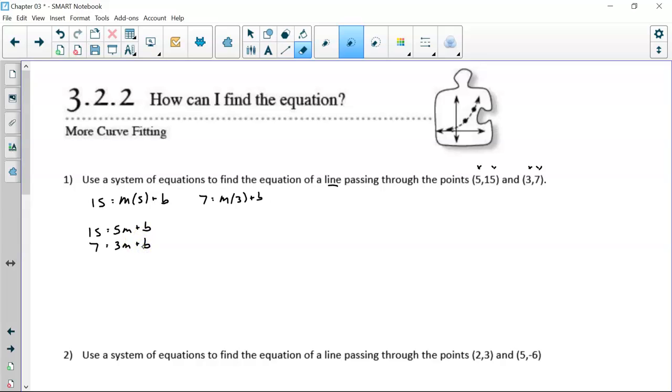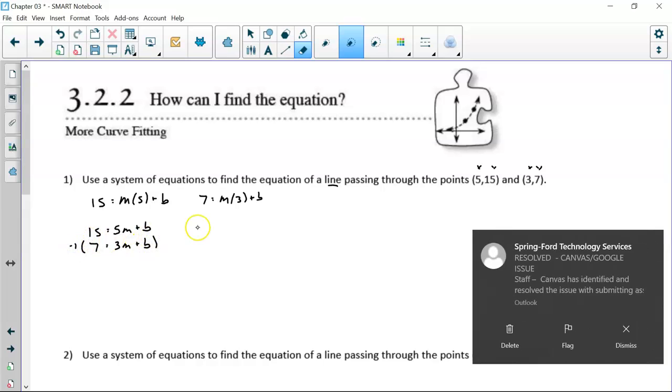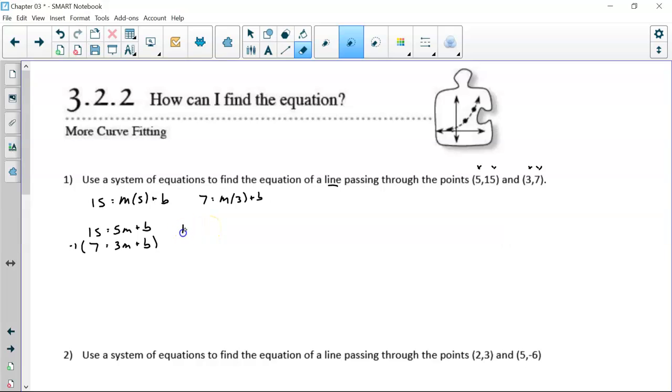Now, I'm going to use elimination. So I want to get opposites for my b. So I'm going to multiply the entire bottom equation by -1. So I get 15 equals 5m plus b, and -7 equals -3m minus b. So now when I add the two equations, I get 8 equals 2m. Divide both sides by 2, and I get m equals 4. We just found our slope.